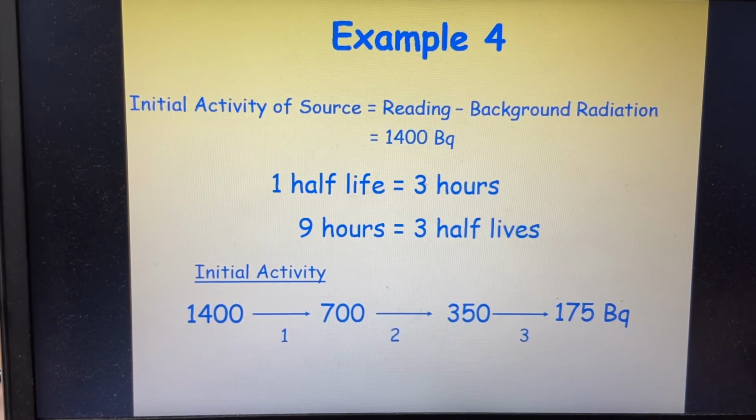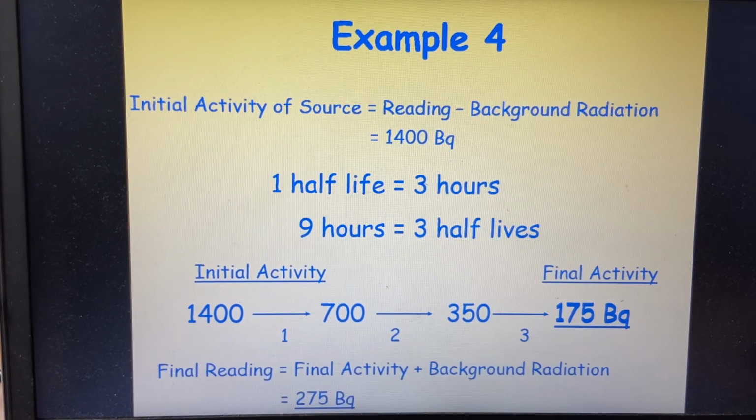Now the problem is a lot of people just finish here, but because it's asked us for the reading, we've got to add the background radiation back on, okay? So the final activity of the source is 175 becquerels, but because we have background radiation, you need to add that back on, so we end up with a final answer of 275 becquerels, okay?